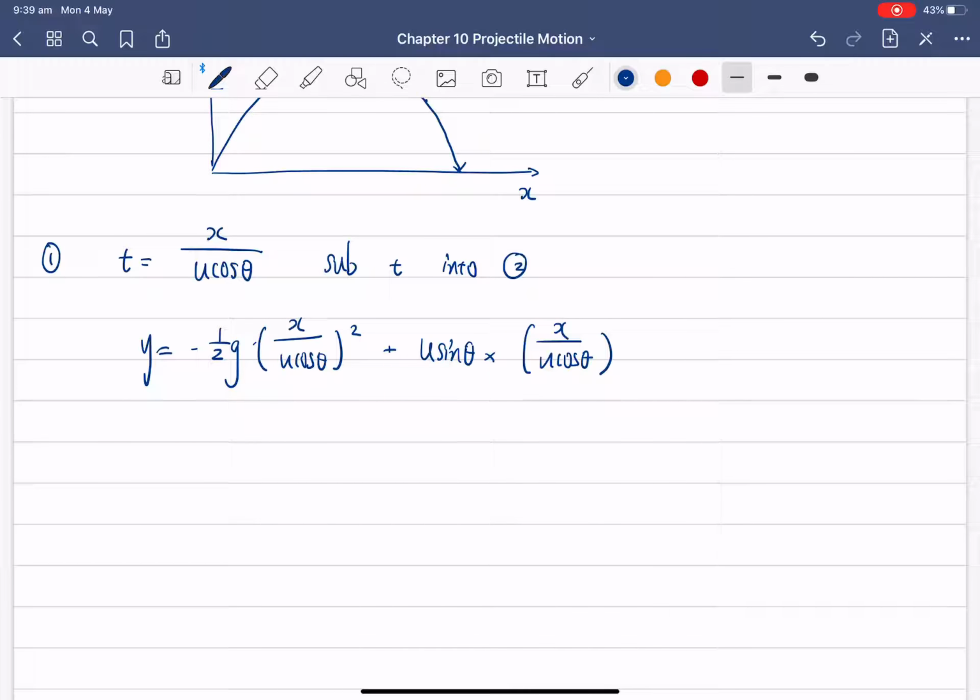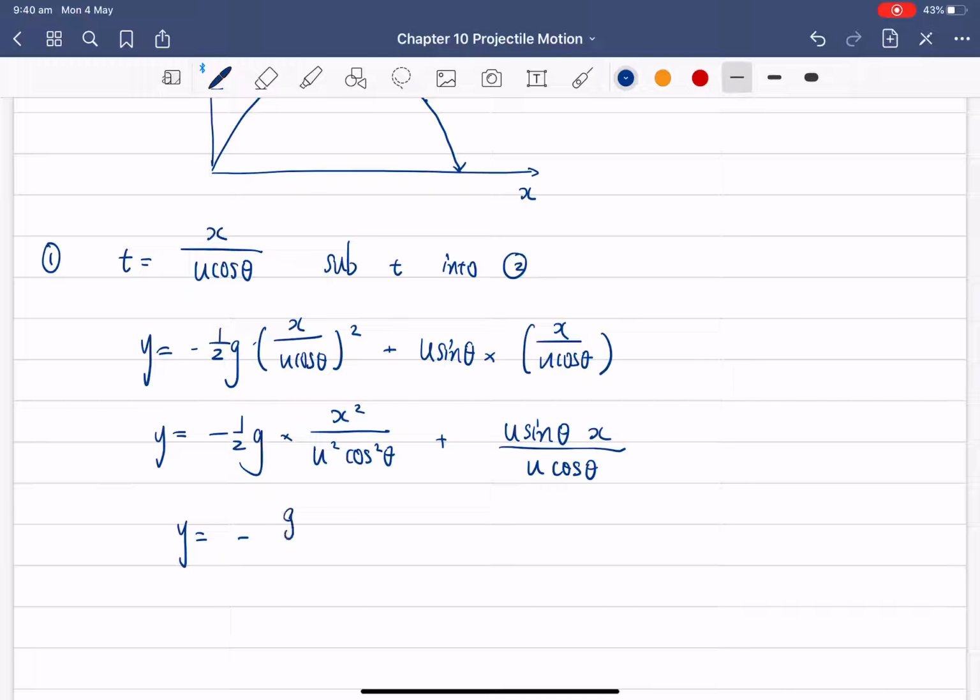Now, as you can see, this equation has nothing in terms of t. It is a Cartesian equation. But now we need to simplify, because it's quite ugly to see an equation written in this format. So y is equal to minus half g times x squared over u squared cos squared theta, plus u sine theta times x over u cos theta. That becomes minus... let's combine the half g with the fraction there. So g is on the numerator and the 2 goes on the denominator.